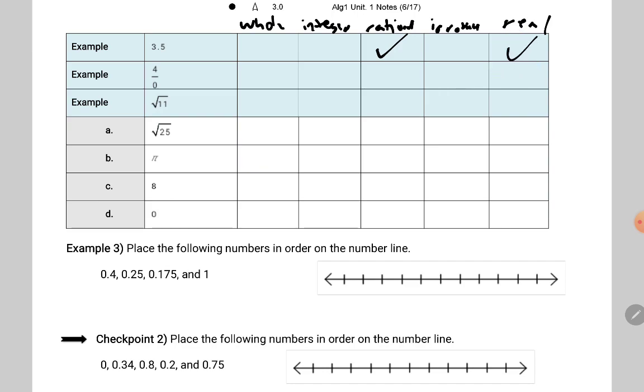Is it a whole number? No. Is it an integer? No. Is it rational? No. So example, 4 divided by 0. We have a rule that if you punch this in your calculator, you'll get undefined or error. We cannot divide by 0. Can you split 4 people into 0 groups? You cannot. So this is nothing. This is not a whole number. This is not an integer. This is not rational, irrational, or a real number.